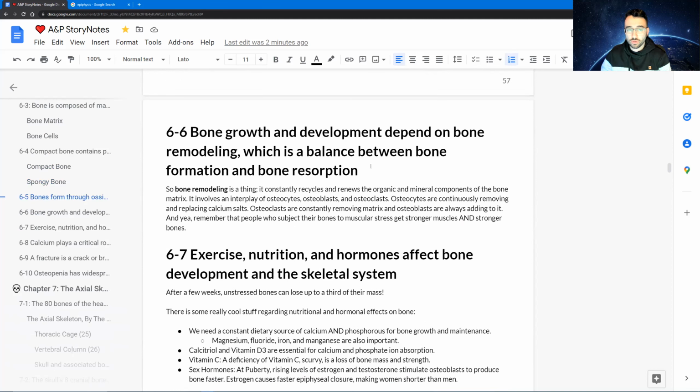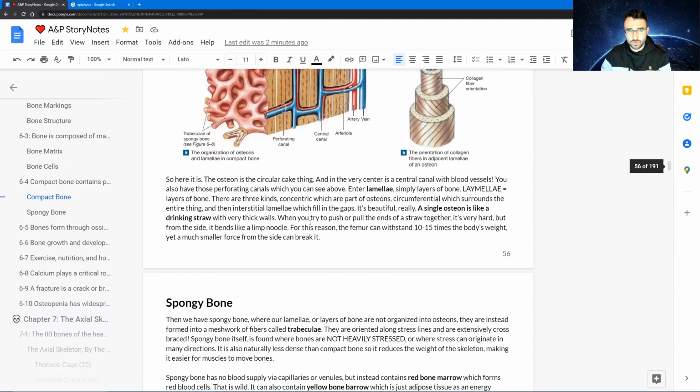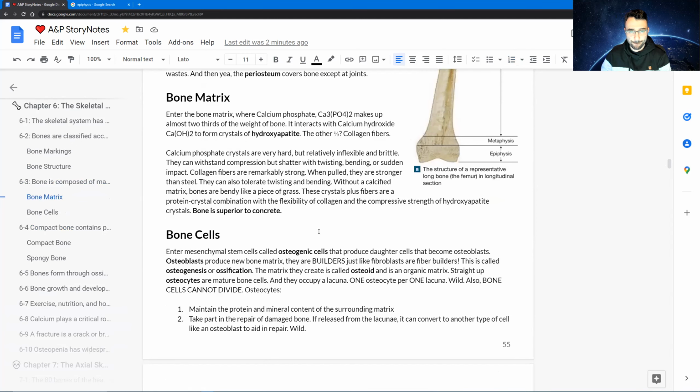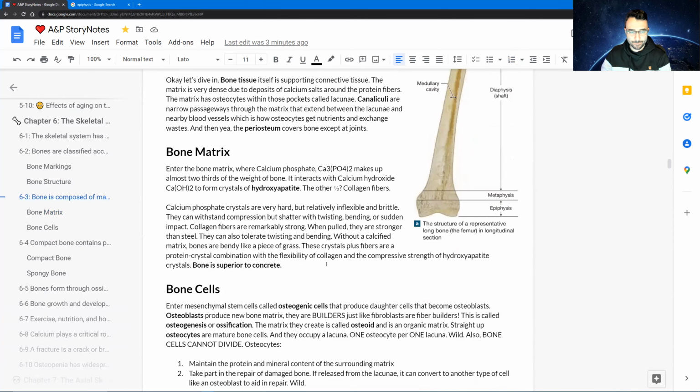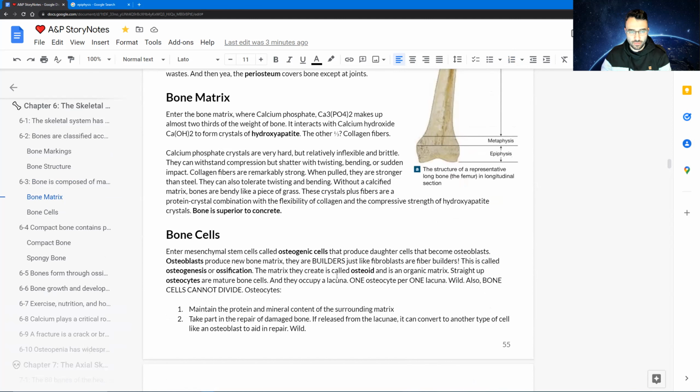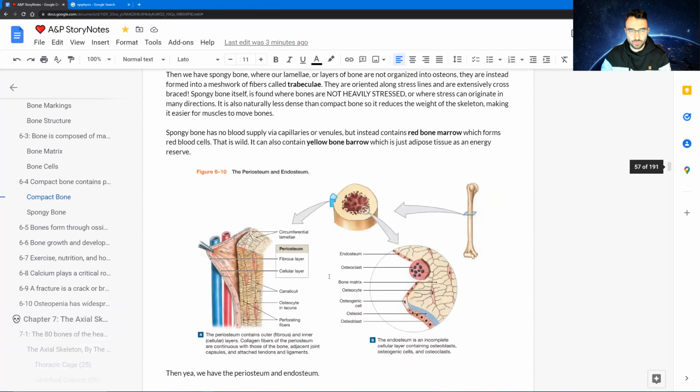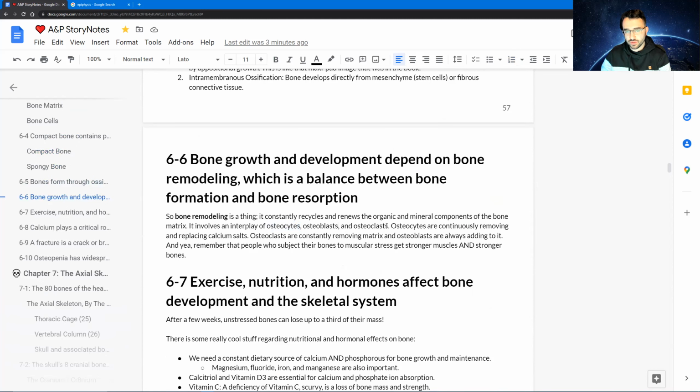All right, 6.6, bone growth and development depend on bone remodeling. So bone remodeling is a thing. It constantly recycles and renews the organic and mineral components of the bone. It involves that interplay of osteocytes. No, not the daughter cells. Those are just the generic mature bone cells. Osteoblasts, the builders, osteoclasts, the maintainers. Osteocytes are continuously removing and replacing calcium salts. Osteoclasts are constantly removing bone matrix, and osteoblasts are always adding to it.